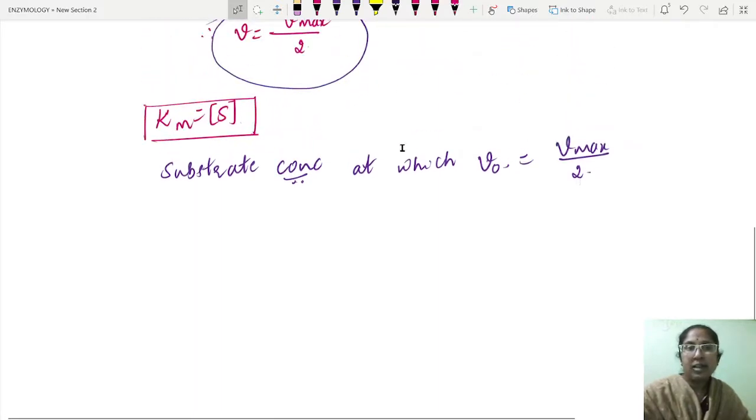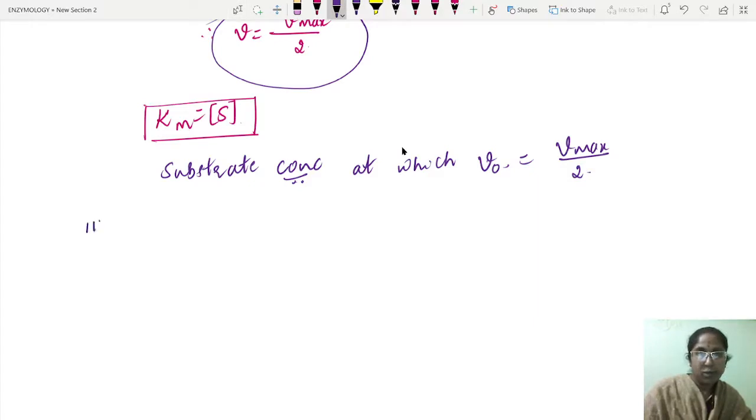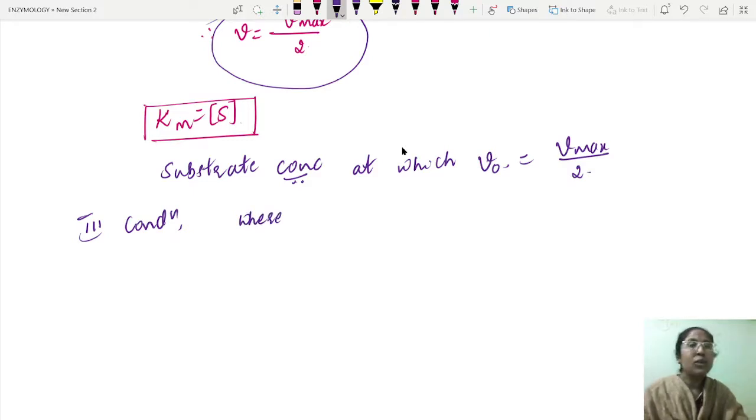Now let us consider the third condition. Now I'm going to explain the third condition. In the first condition, the concentration of substrate is very less, far lesser than the Km value. The second condition is when the substrate concentration is equal to the Km value.